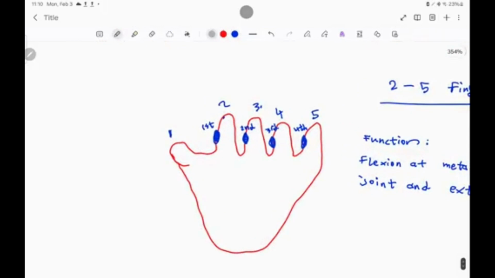Minutes ago I mentioned that the first and second are supplied by the median nerve.